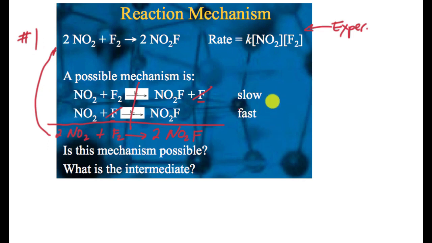Then we go to our slow step and we rewrite this. I don't like this color. I'm going to change the color here. No, maybe not. I don't have time.